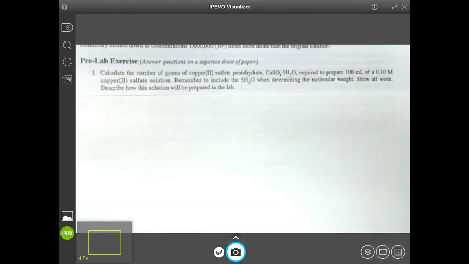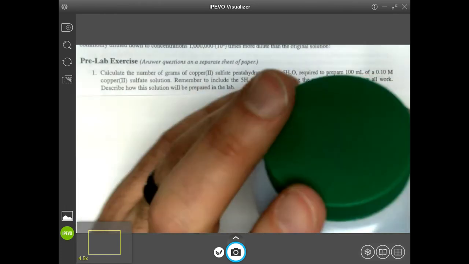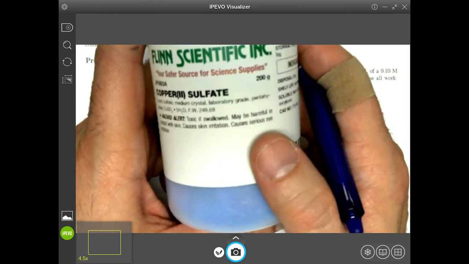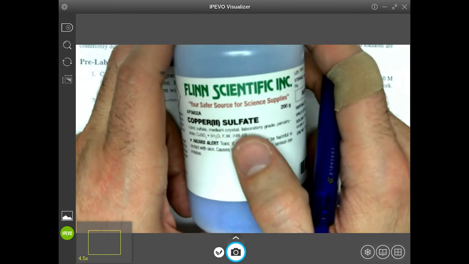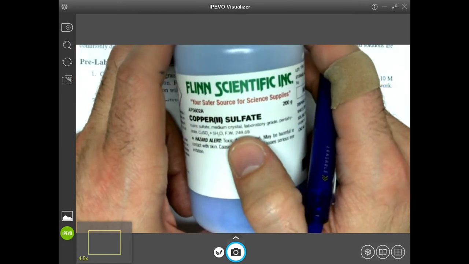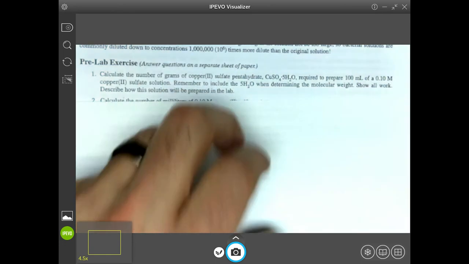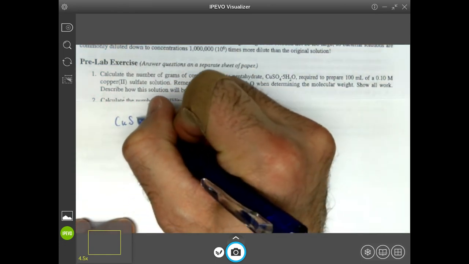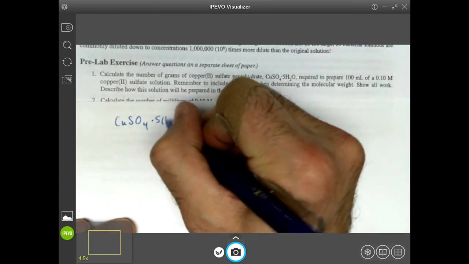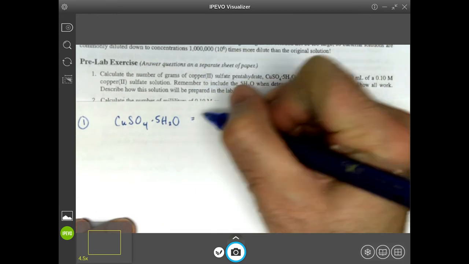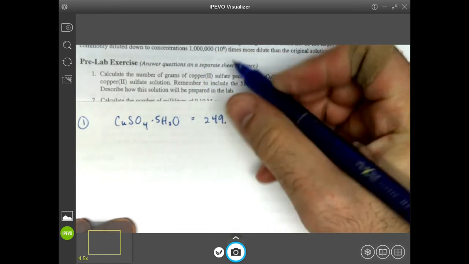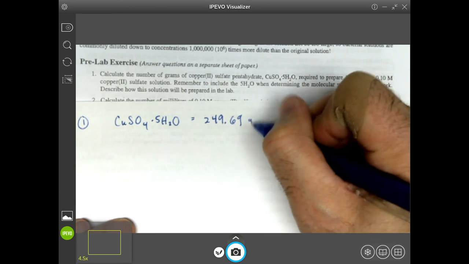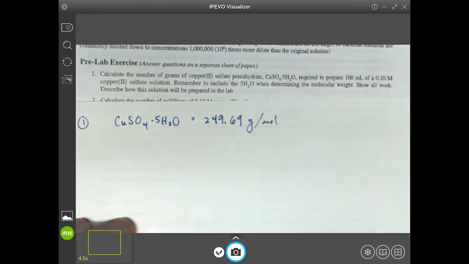So, the nice thing is they give it to us right on the bottle. So, right there, formula weight 249.69. So, copper 2 sulfate, the CuSO4. So, this is number 1, is 249.69 grams per mole. Okay, I'm just writing that down because we're going to need to use that.